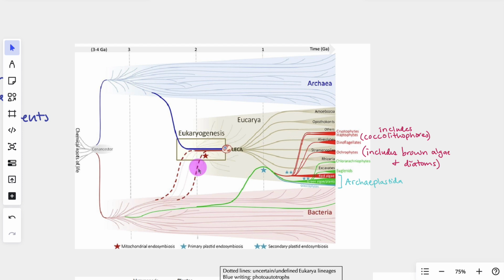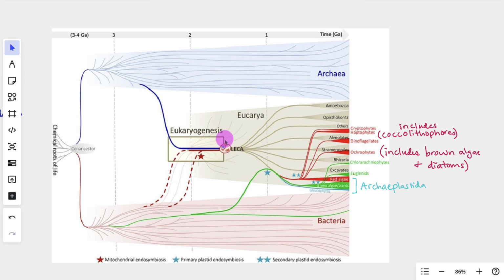The red star here, this first star, is showing us the mitochondrial endosymbiosis event. You can see it comes from the bacteria, so that's an alpha proteobacterium. And then this is eukaryogenesis, meaning the eukaryotic cells are forming. So this is primary endosymbiosis with that proto-eukaryotic cell. It ends up making an actual real eukaryotic cell, which is the last eukaryotic common ancestor, the cell that then diverges into all the eukaryotic groups.